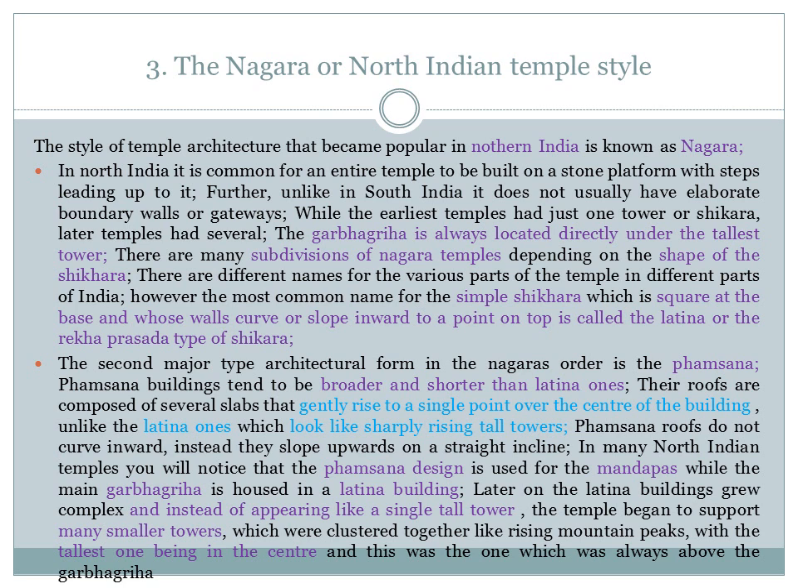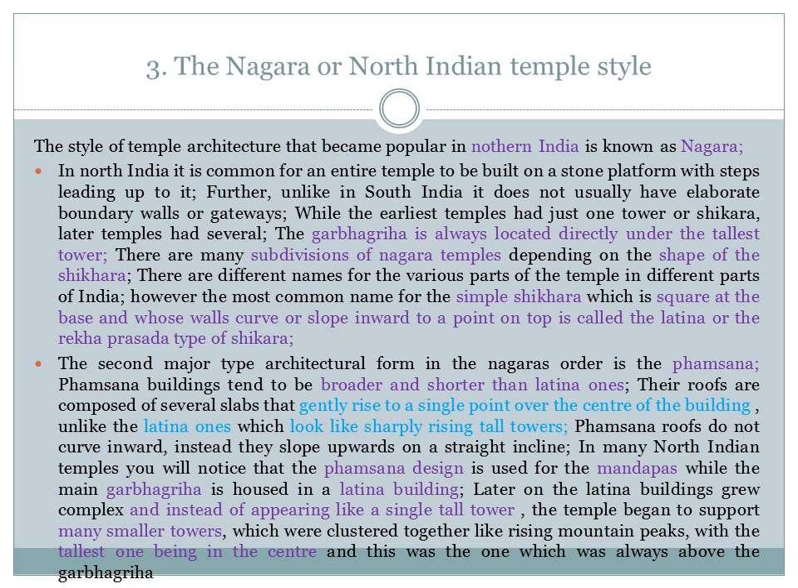There are many subdivisions of Nagara temples depending on the shape of the shikara. There are different names for the various parts of the temple in different parts of India. However, the most common name for a simple shikara, which is square at the base and whose walls curve or slope inward to a point on top, is the Latina or the Rekha Prasada type of shikara.